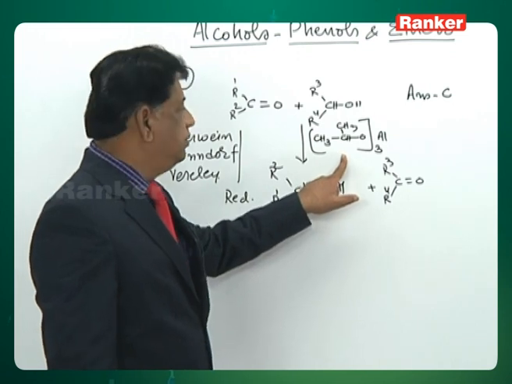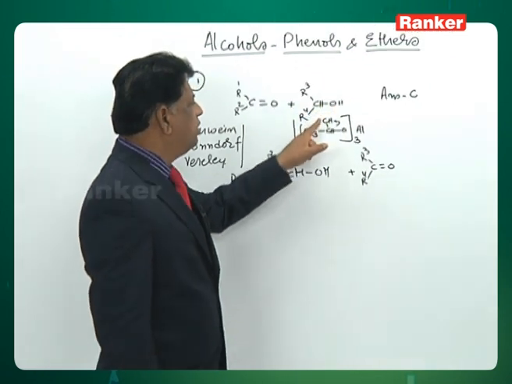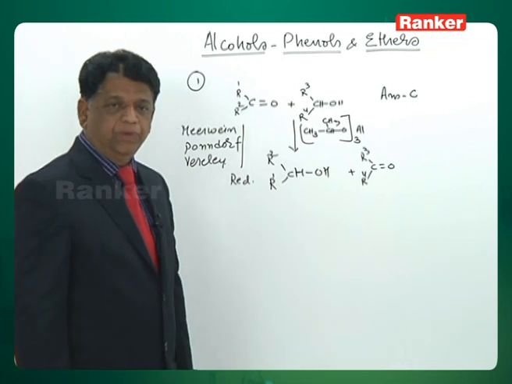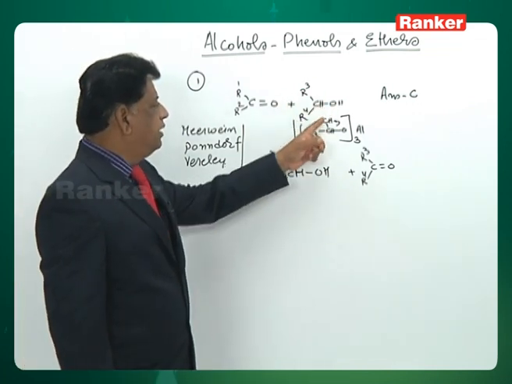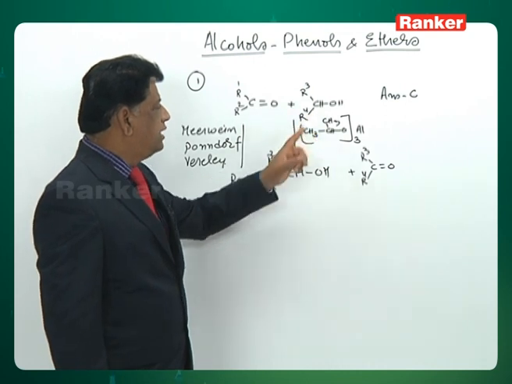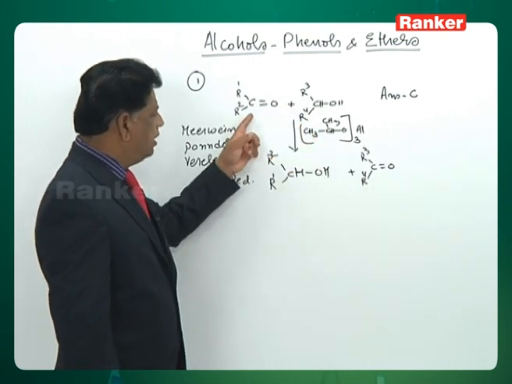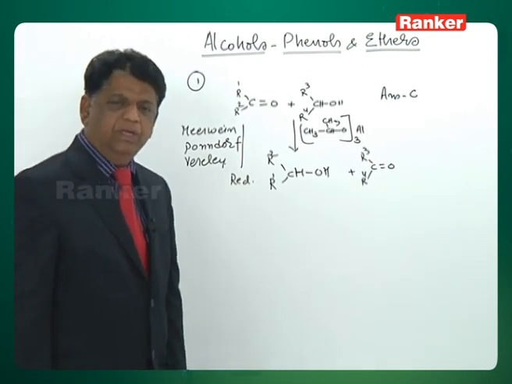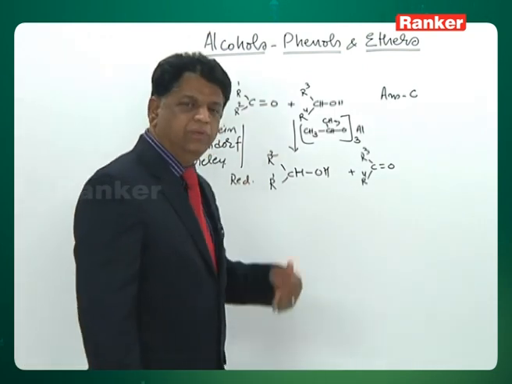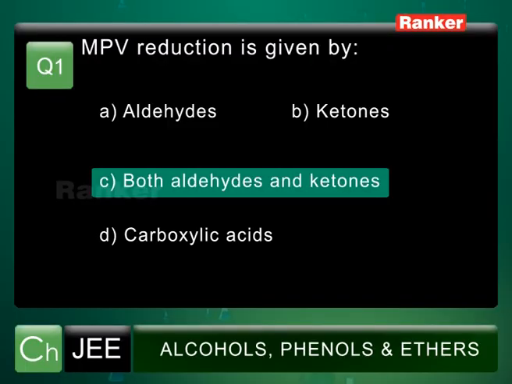That is another concept. Therefore, always choose this alcohol as isopropyl alcohol. In the MPV reduction, the alcohol chosen as a side product, that is the compound, should be isopropyl alcohol. Any carbonyl compound gives the corresponding alcohol. Aldehydes give a primary, and ketones will give the 2 degree alcohol. So the answer is C therefore.